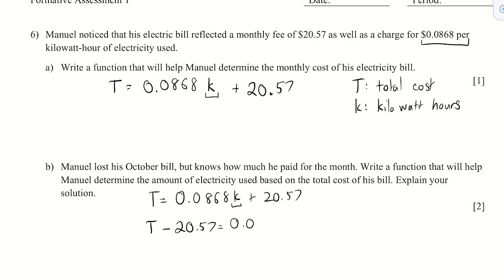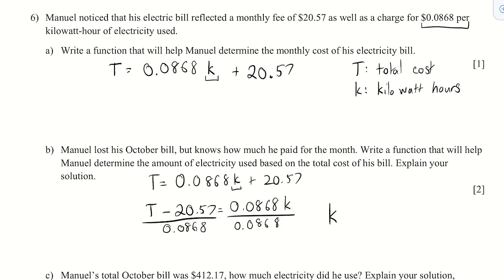If I'm solving for k, I'm going to move the 20.57 over, so t minus 20.57 equals 0.0868k. And then divide both sides by 0.0868. And then I'm left with the equation k is equal to, so this will give us the number of kilowatt hours he actually ended up spending on his actual bill, which will end up giving us t minus 20.57 over 0.0868. Okay, so to determine the amount of electricity used, write a function out.